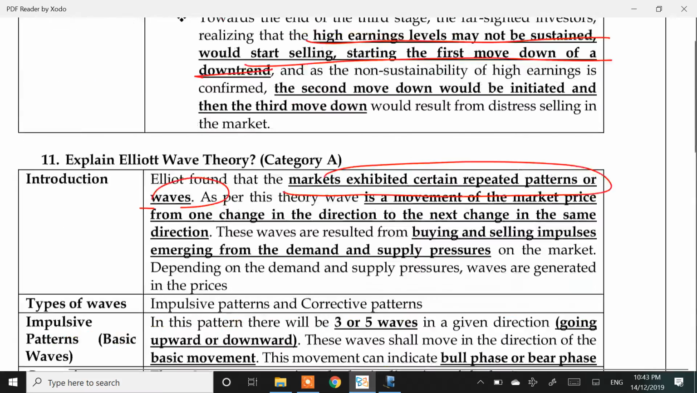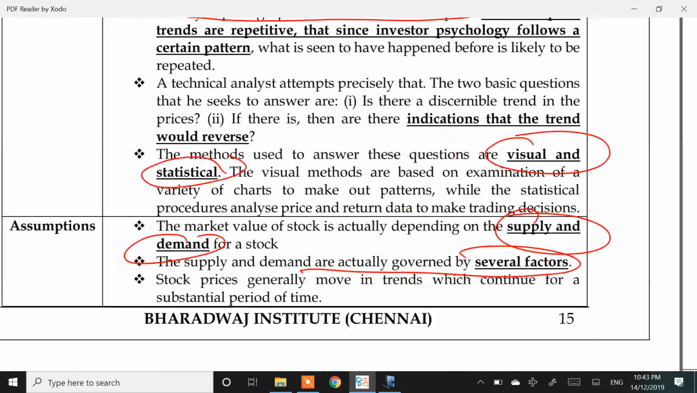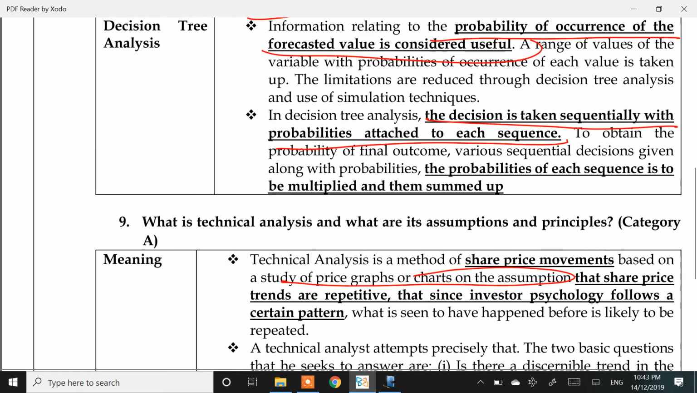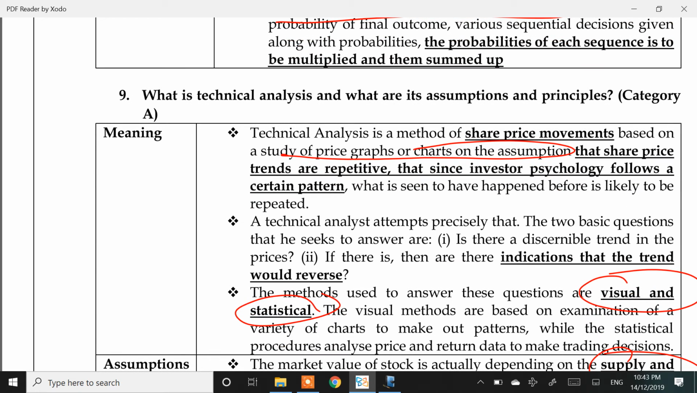So till now in technical analysis, we started with understanding what technical analysis is. Technical analysis is basically analyzing the share price movements, finding out the patterns in the share price movements and predicting whether these patterns can work in future, and because of that you can find an entry point and an exit point. There can be a visual way of doing it or a statistical way of doing it. There are certain assumptions of technical analysis. It depends on supply and demand, which is normally dependent on several factors, and there are certain patterns, and these patterns are likely to be repeated.